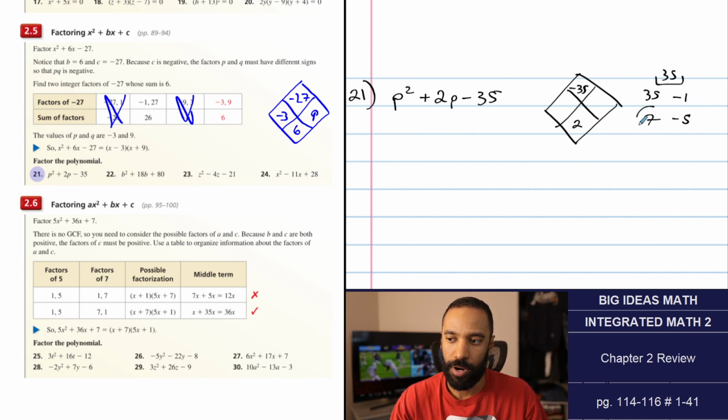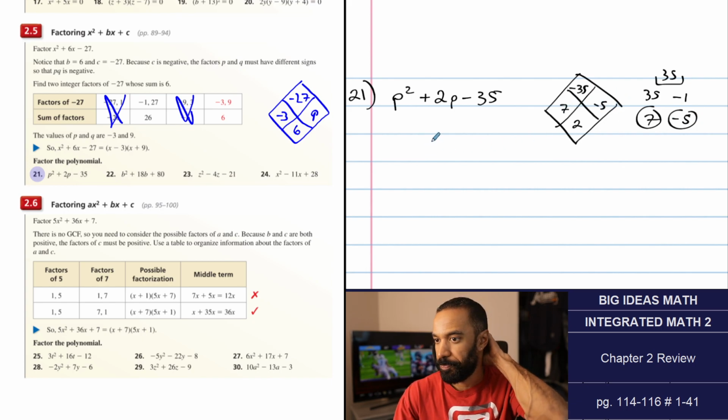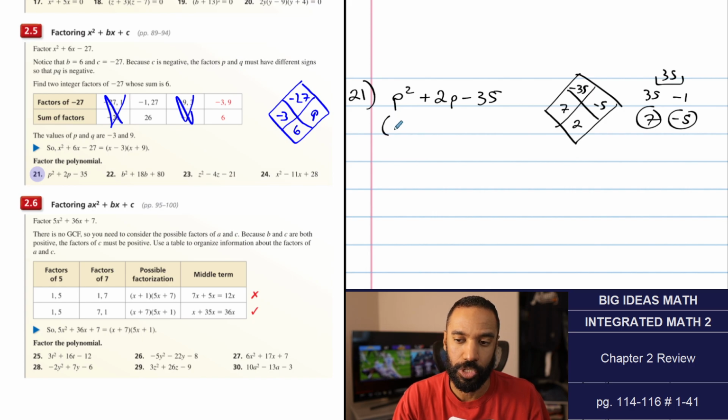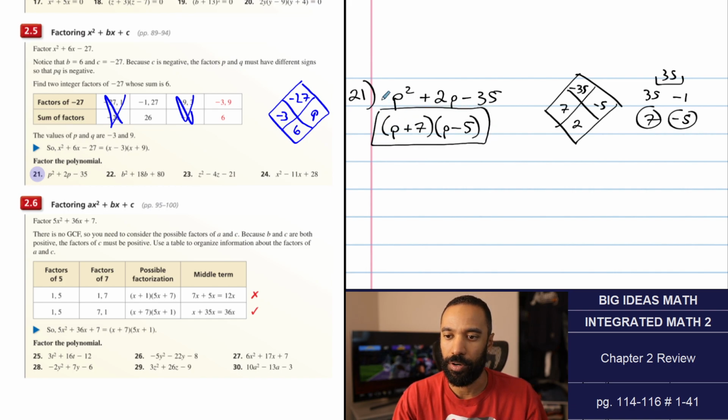35 minus 1 is 34, but 7 minus 5 is indeed 2. So 7 and negative 5 are the values. That's not the answer, but it's very close to it. That leads me to a p plus 7 times p minus 5 factorization. Once again, foiling this thing out would have given us this, because negative 5p plus 7p is 2p, and the last term we get negative 35.